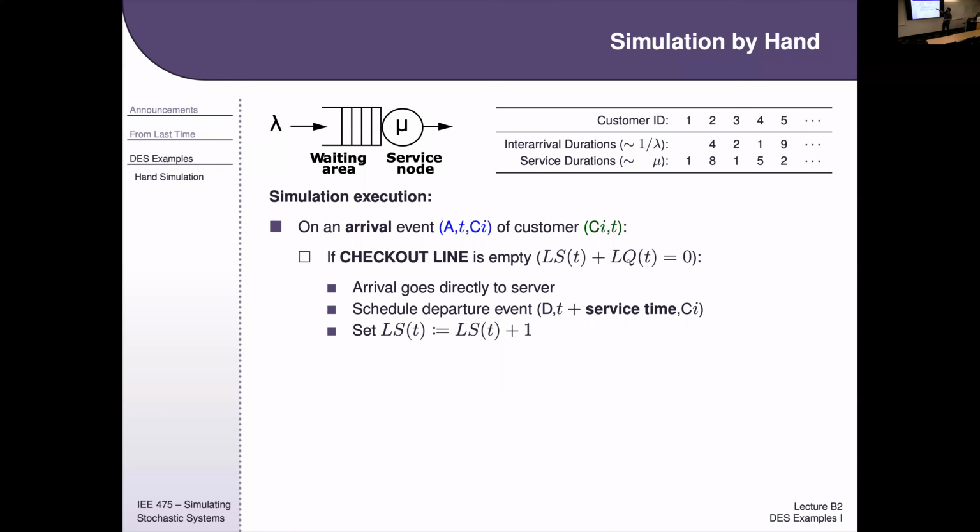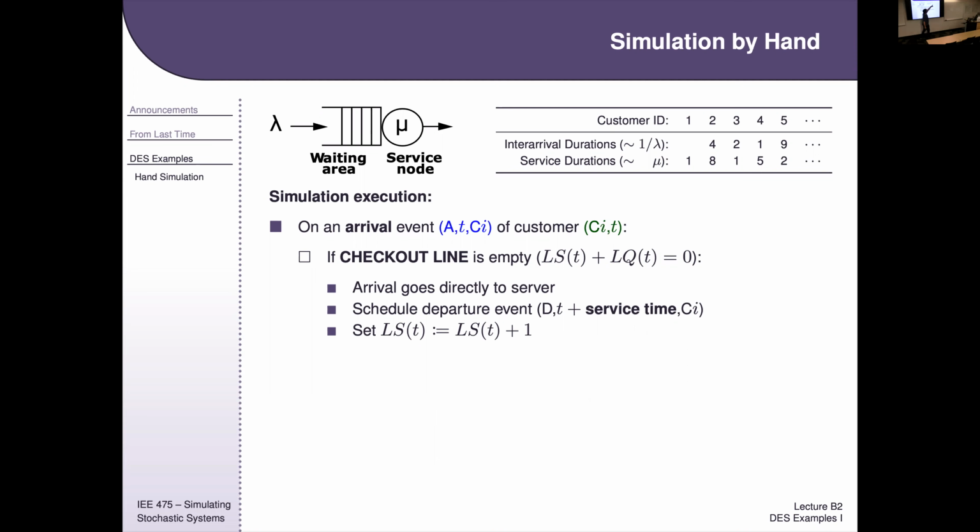And so if I happen to hit an arrival event, then I first look at the checkout line. Or I could look at these two new variables, LS and LQ. So if LS and LQ sum to 0, or if the checkout line is empty, then I take this arrival event, which tells me which customer is there. And then I say for that customer, I am going to put the customer into service. And so the way I do that is by scheduling a departure event with that customer at whatever the current time is, plus the service time associated with that customer.